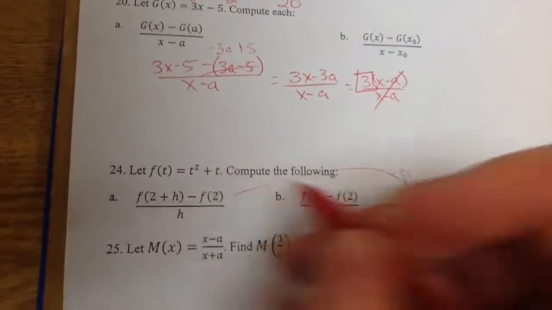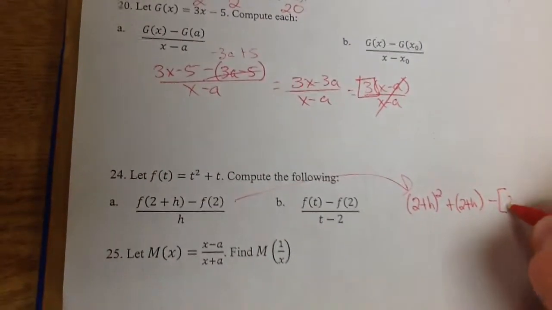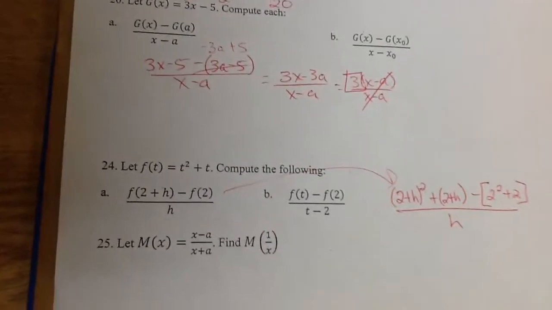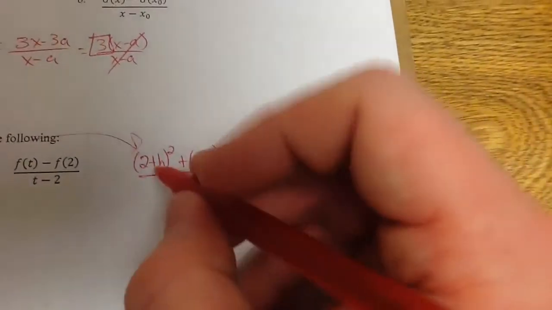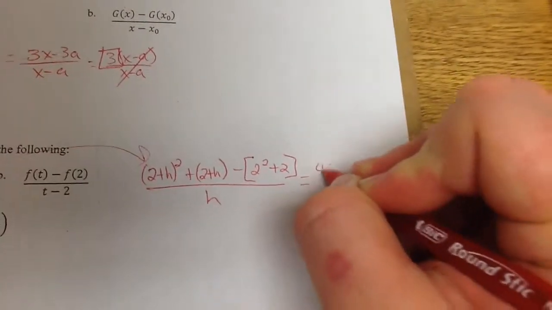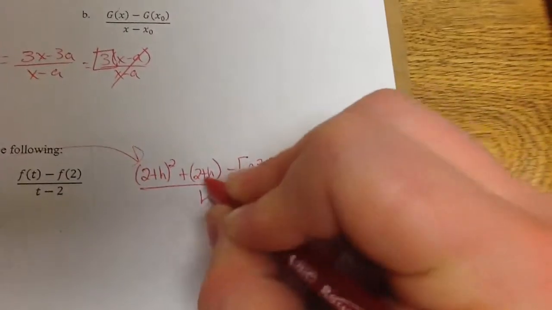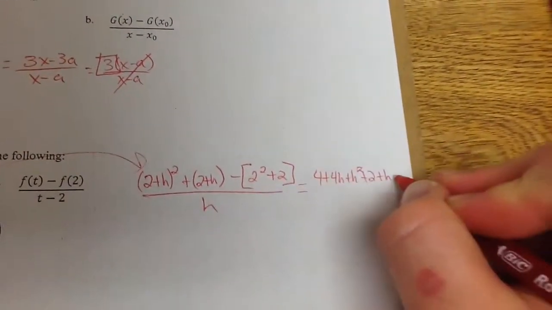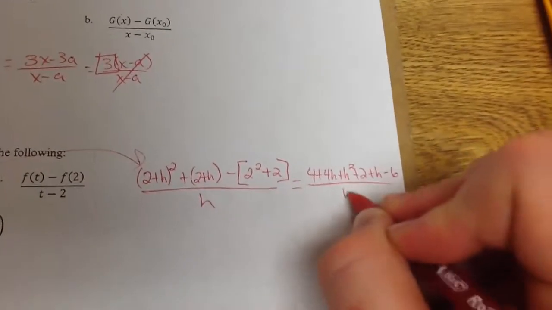And I'll plug in 2 for both of them, so I'd do some brackets: 2 squared plus 2, all over h. So now it's just simplification. 2 plus h squared is 4 plus 4h plus h squared plus 2 plus h, minus 4 plus 2 is 6, all over h.